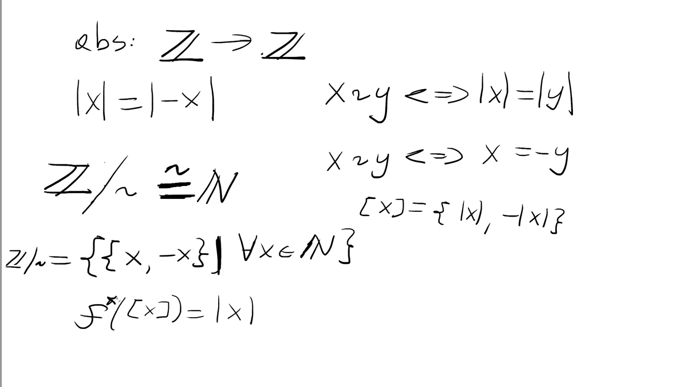Now, that would be f star by our old definitions. Now, what is the image of this function? That would, of course, be the natural numbers. So the image of the absolute value function is the natural numbers, because we can only get a non-negative result. I've kind of already spoiled it, but yeah, this is the isomorphism.